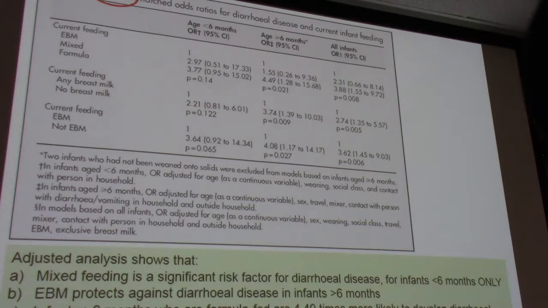I guess you could argue, I would say probably for this one, I'd look at this where it's EBM or not EBM. I think that's where I was looking.